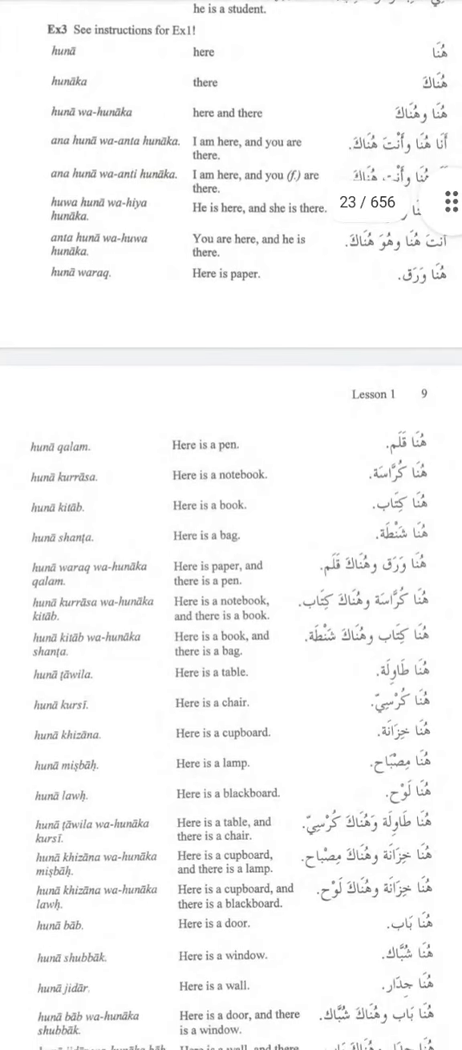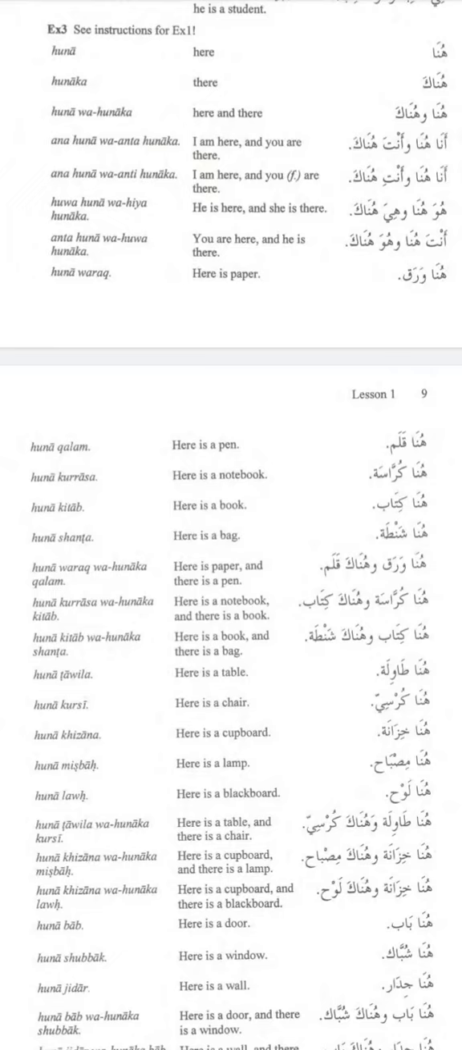So huna qalamun, this is a pen. Huna kurrasa, this is a notebook. A notebook is also called daftar. Huna daftar. So you either use kurrasa or you use daftar to call it. Huna kitab, this is a textbook. Even though it's written book, it is referring to a textbook.